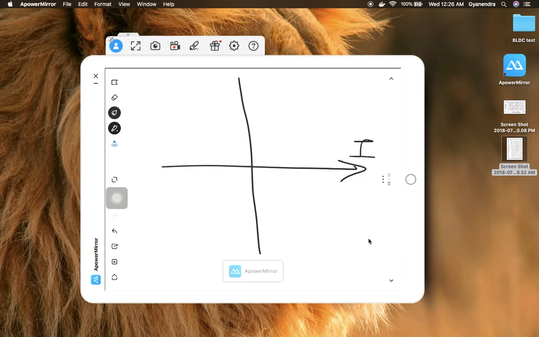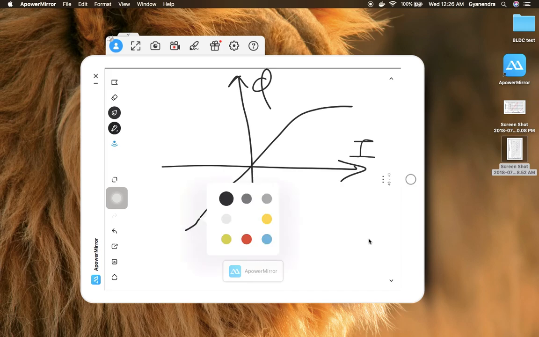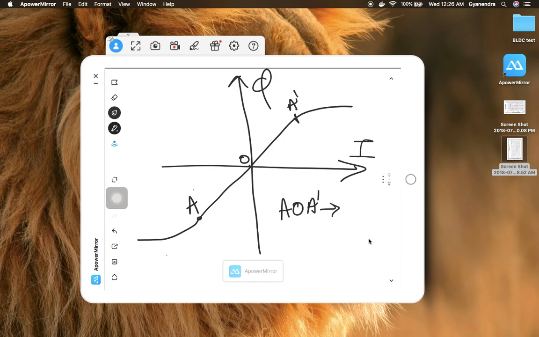Let's say we have a flux versus I characteristic. The characteristic of flux versus current can be drawn something similar to this, where I am ignoring the hysteresis nature of the phi-I characteristic. We'll see that from point A to 0 and to A dash, more or less the curve is linear.